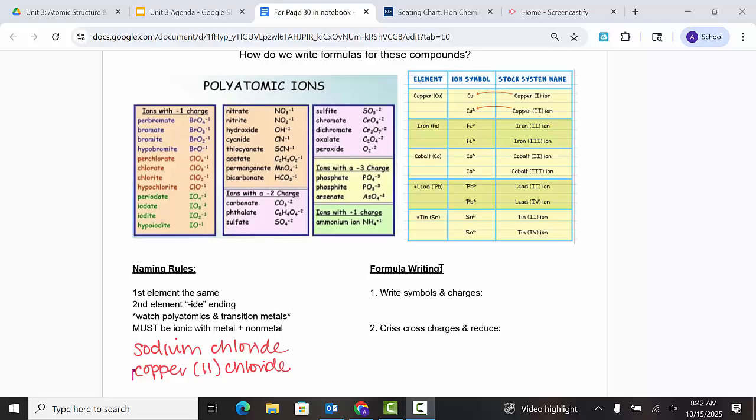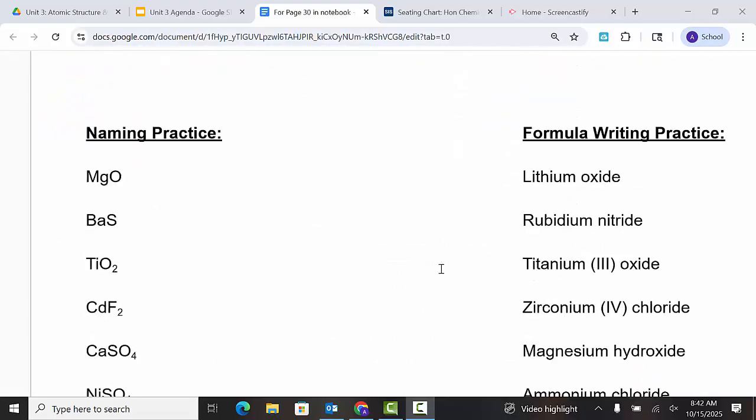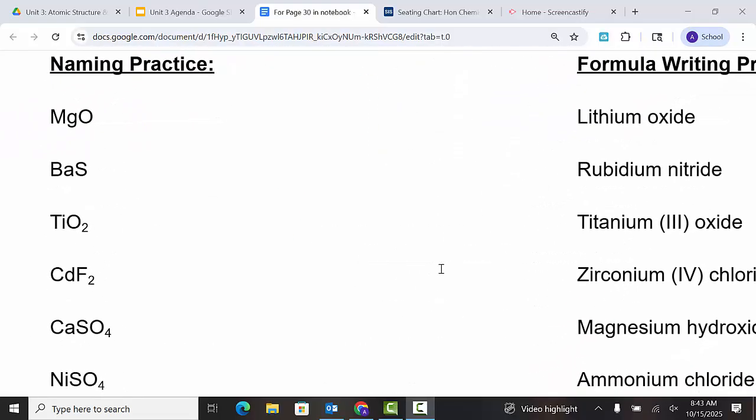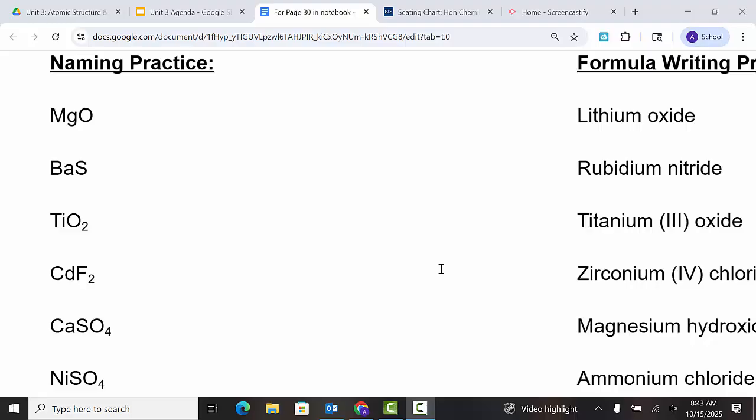All right, so let's do a bunch of examples here. Again, we're going to go through one by one. You're welcome to write these examples with me as we do them here, but we're going to practice naming them, okay? So again, the first element, which is your metal, is going to stay the same with its name. The second one's going to get that swap to an IDE. We're just watching for polyatomics. We're watching for transition metals.